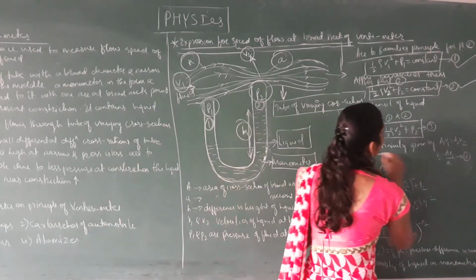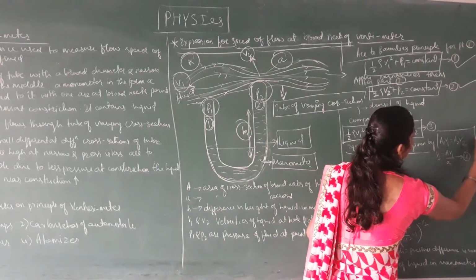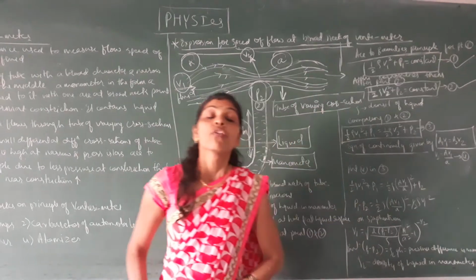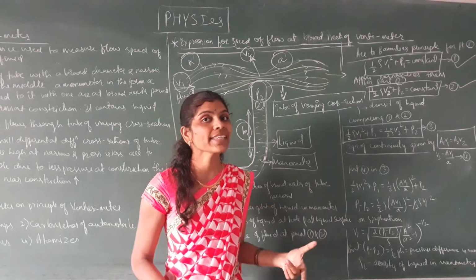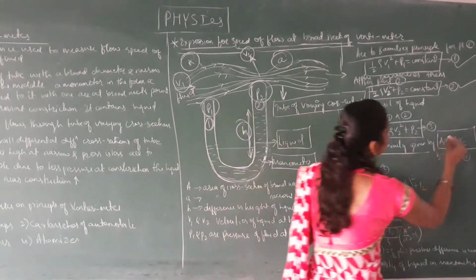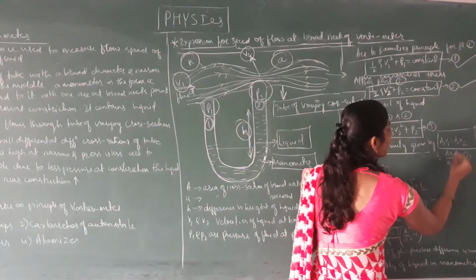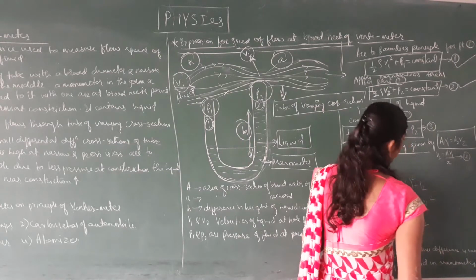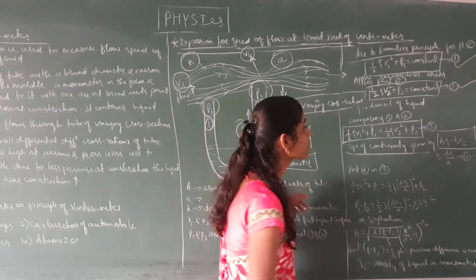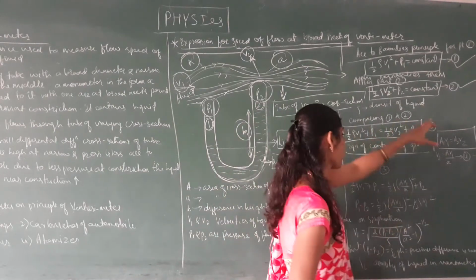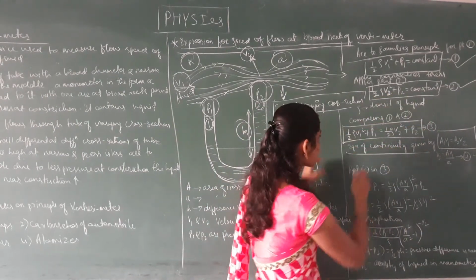So according to the equation of continuity, a1 v1 is equal to a2 v2. From the equation of continuity, we can write the equation for v2. So v2 is equal to A v1 divided by small a. We consider this as equation 4. So put equation 4 in equation 3. Then what does it become?